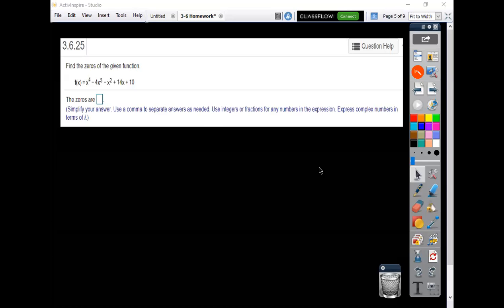3.6.25. Find all the zeros for this given function. So the first thing that I would do, you can use that rational zero or root theorem where you divide out all those possibilities like we looked at on the last problems.